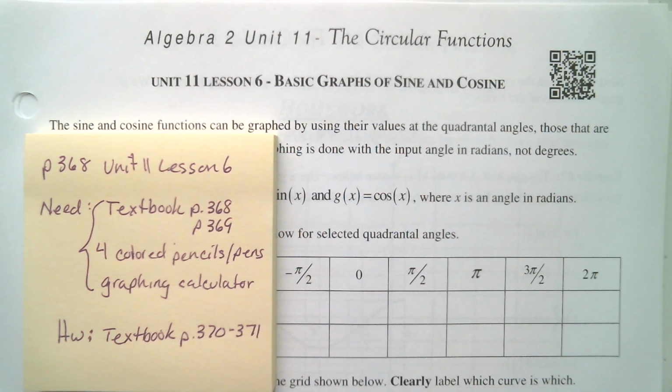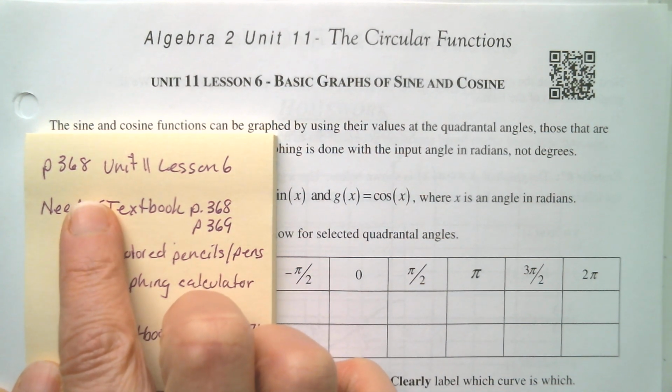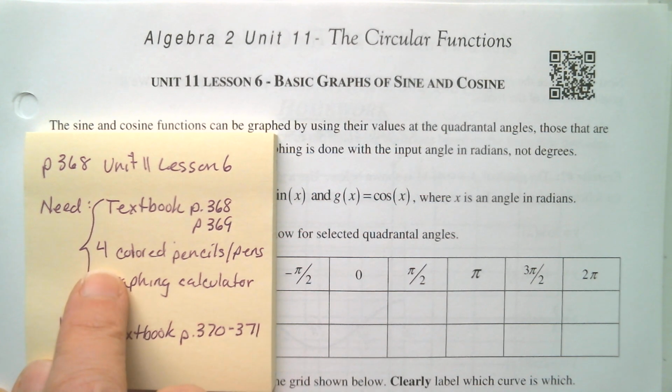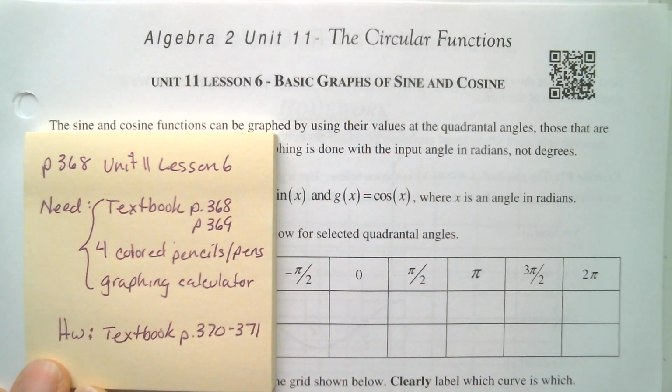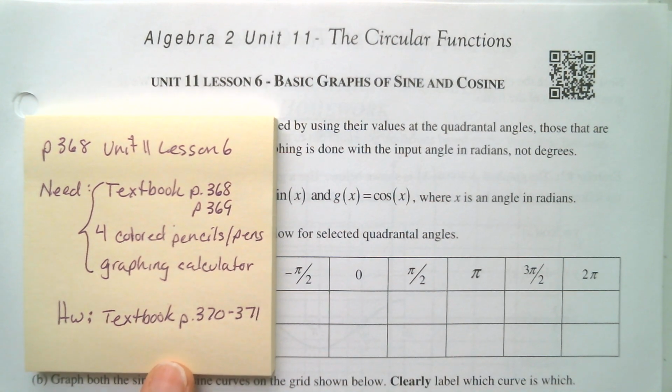Today we're covering Lesson 6 in Unit 11. So we want to be on page 368 in the textbook. You need the textbook pages 368 and 369. It'd be very helpful if you had 4 colored pencils or pens. And the graphing calculator is somewhat optional. We can use it to check our work. Your homework is going to be in the textbook, pages 370 and 371.